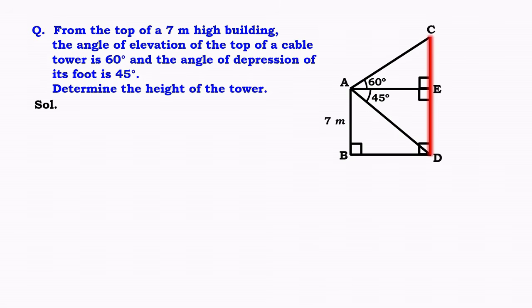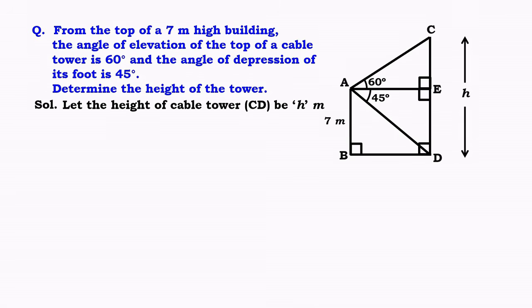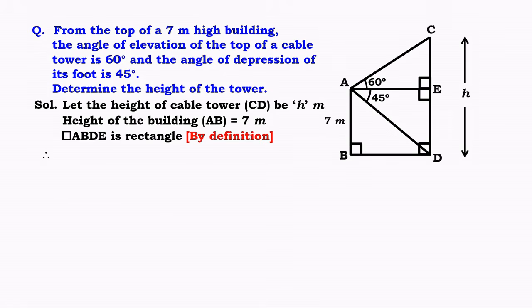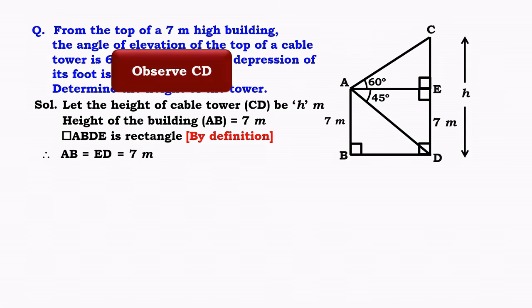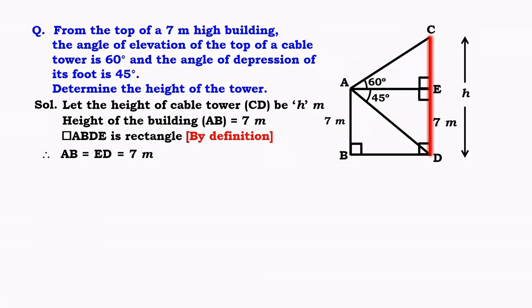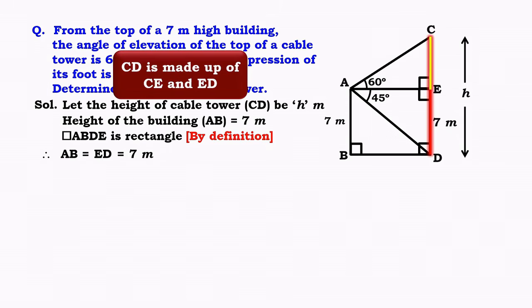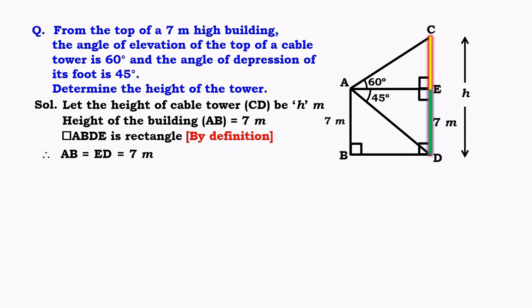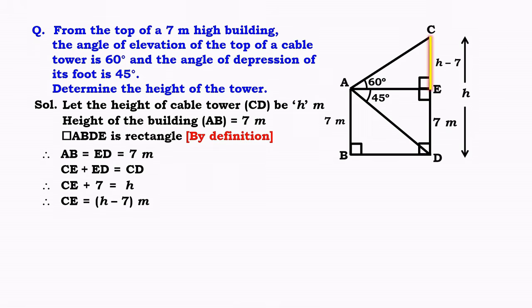Let the height of the cable tower CD be h meters. The height of the building AB is 7 meters. Since ABDE is a rectangle, the opposite sides are equal. Therefore, AB is equal to ED, which is equal to 7 meters. Now, observe that the total height of the cable tower CD is made up of two parts, CE and ED. Therefore, CE plus ED is equal to CD. Since CD is h meters and ED is 7 meters, we get CE plus 7 is equal to h. Therefore, CE is equal to h minus 7 meters.